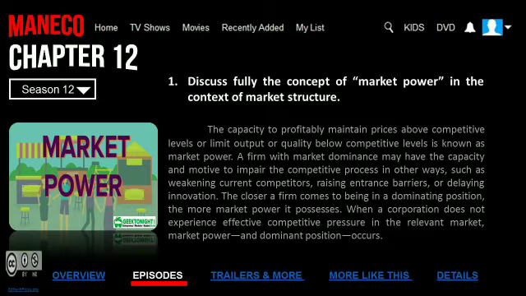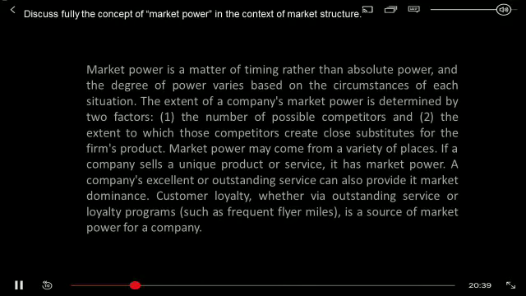When a corporation does not experience effective and competitive pressure in the relevant market, market power and the dominant position occur. Market power is a matter of degree rather than absolute power, and the degree of power varies based on the circumstances of each situation. So, the extent of a company's market power is determined by 2 factors. Number 1 is the number of possible competitors, and the second one is the extent to which those competitors create close substitutes for the firm's product.